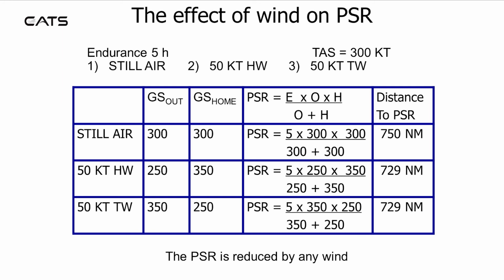With a 50 knot headwind, the ground speed out is 250 knots and the ground speed home is 350 knots. Substituting into the equation, the distance to the PSR is 729 nautical miles. With a 50 knot tailwind, the ground speed out and the ground speed home values are reversed. Substituting into the equation gives a distance to the PSR of 720 nautical miles as well. The PSR is reduced by any wind.